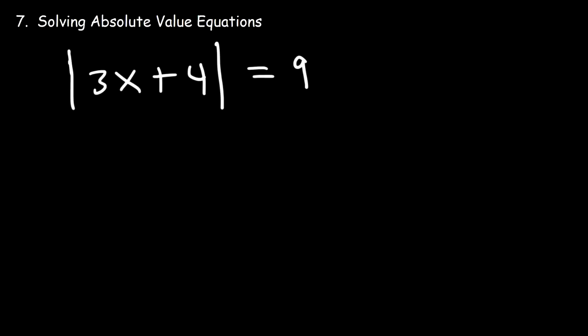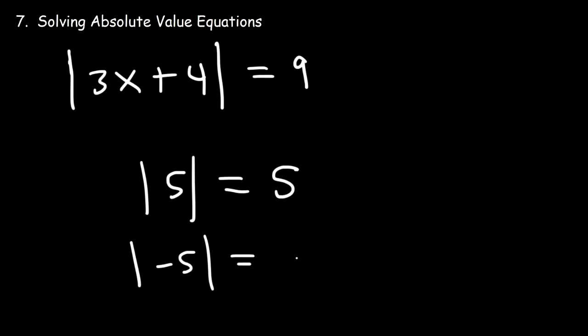Now, before we do this, it's important to understand the concept of the absolute value. The absolute value of positive 5 is 5. And the absolute value of negative 5 is still positive 5. So the absolute value expression takes whatever is inside of it and makes it a positive number. So if you start with a positive number, you will end with a positive number. But if you start with a negative number, it's going to convert it to a positive number.